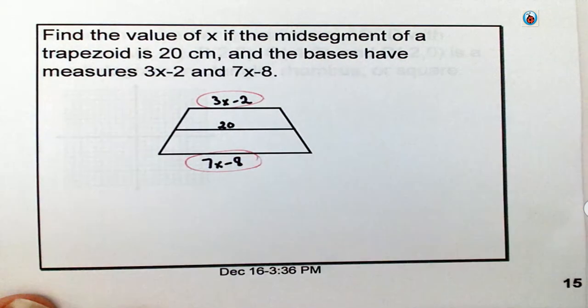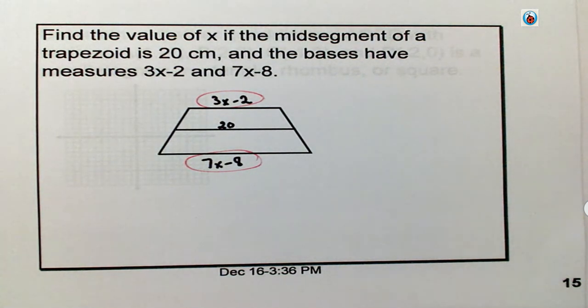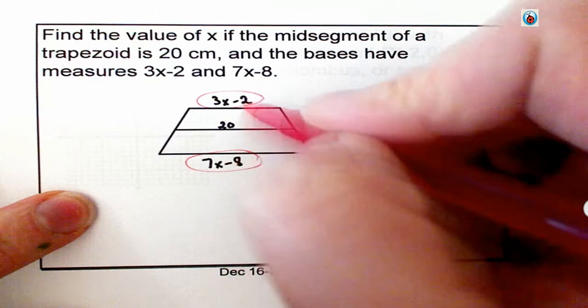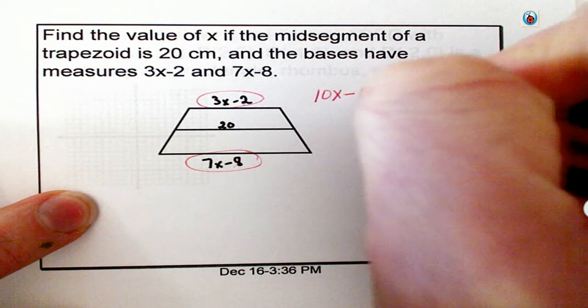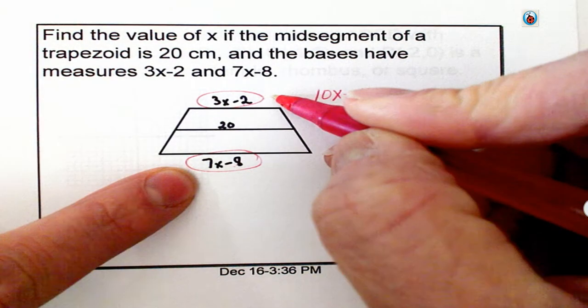And anytime we average something, we add them up, divide by 2, just like when we find a midpoint, we're finding the average of the two endpoints. We add up our x's, divide by 2, add up our y's, divide by 2. It's that same concept. So when I add these two bases up, and I combine like terms, I get 10x minus 10. That's the sum of my two bases.